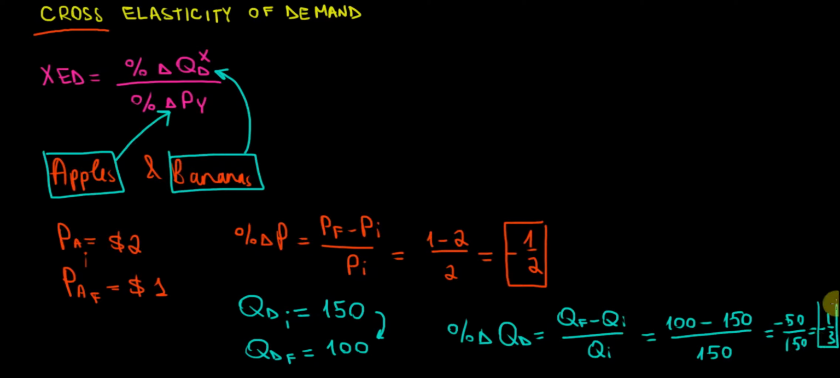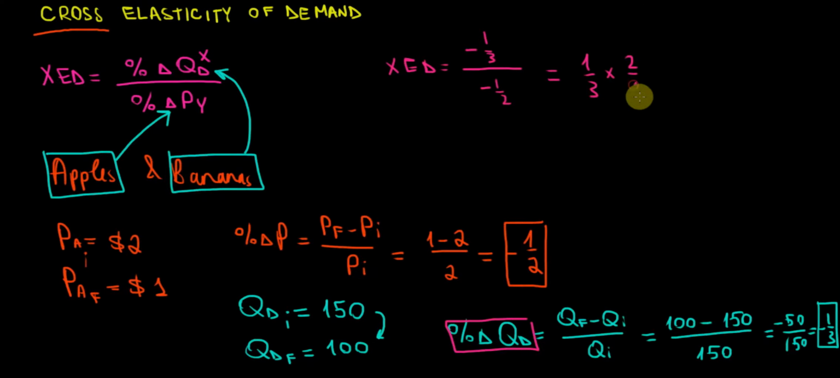Now, with that being said, let's put these things together and calculate the cross elasticity of demand. Let me change colors real fast. Cross elasticity of demand is going to be the percentage change in quantity demanded, which we saw is minus 1 over 3, divided by the percentage change in price, which is minus 1 over 2. Now, minus with minus cancels out, so we have 1 over 3 times 2 over 1, which becomes 2 over 3. So 2 over 3 is a positive value. It's not negative. What does it tell us?